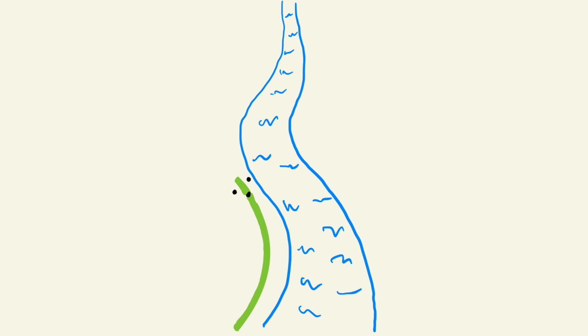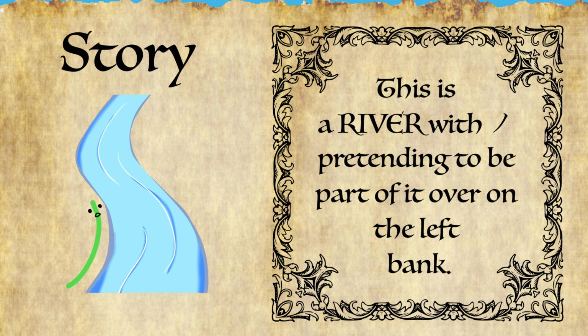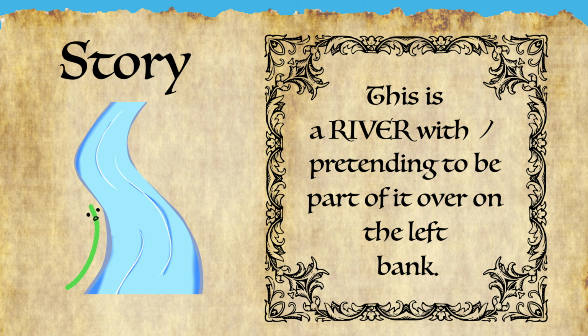To really solidify that no part here, we're going with the story, "This is a river," with no pretending to be part of it over on the left bank. He's like curving his body to fit the bank of the river, trying to blend in for some reason. Maybe Fu is after him for a late rent payment or something.